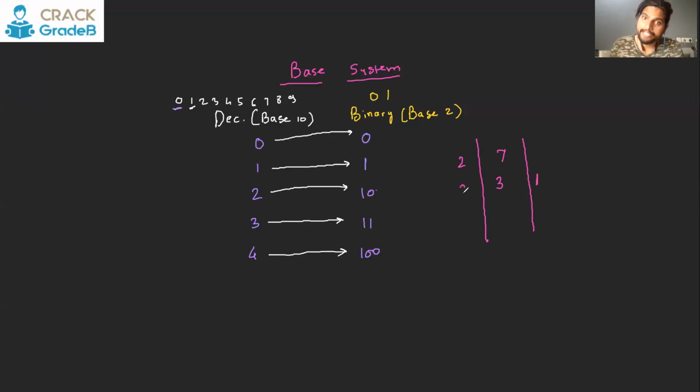Then whatever the quotient is, you again divide it by 2. 2 ones are 2, so 2 goes out of 3. What remains is 1. Now you can't divide this any further because this 1 is already less than 2. Once you reach the point where the number is smaller than our base, we have reached our conclusion. You just have to make sure that you write the remainders in reverse order, like this: 1, 1, 1. So 111 will be the binary code for 7.